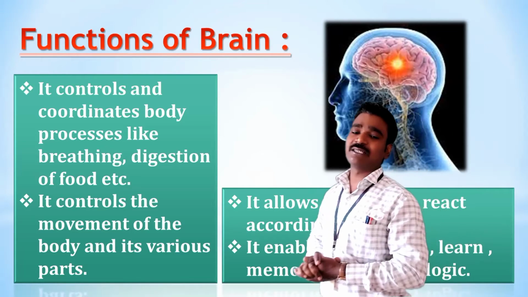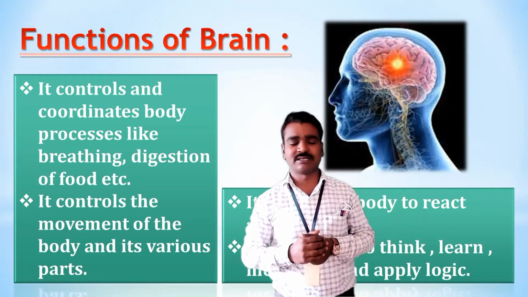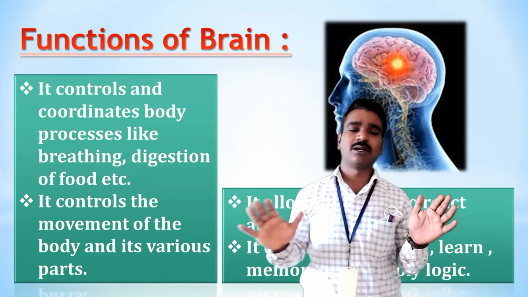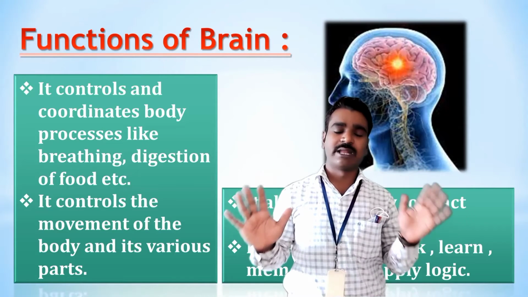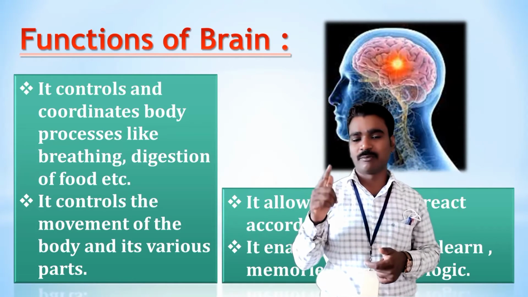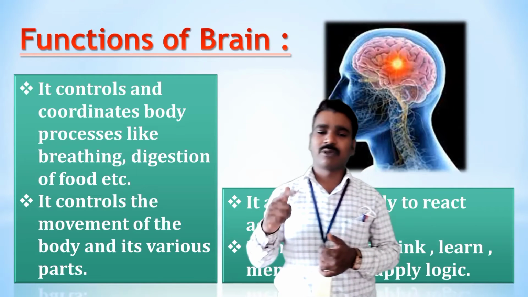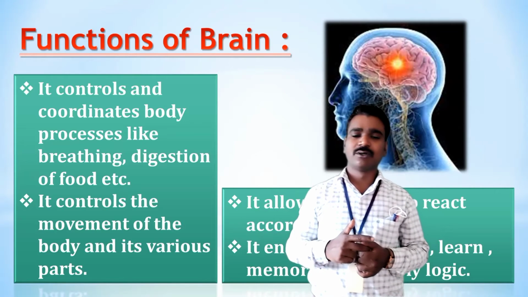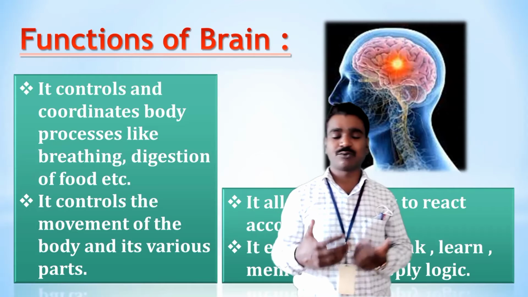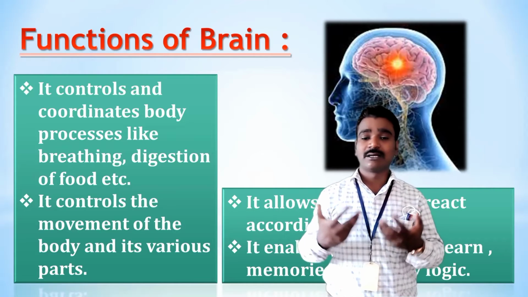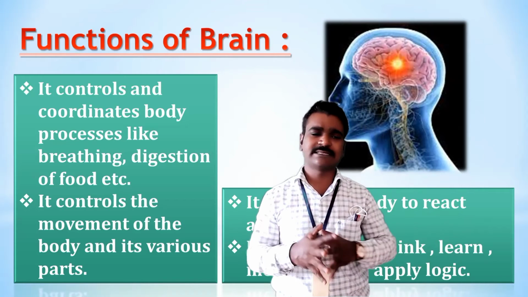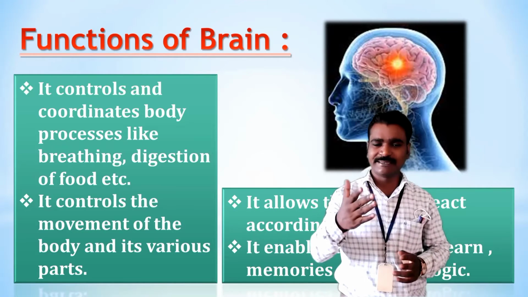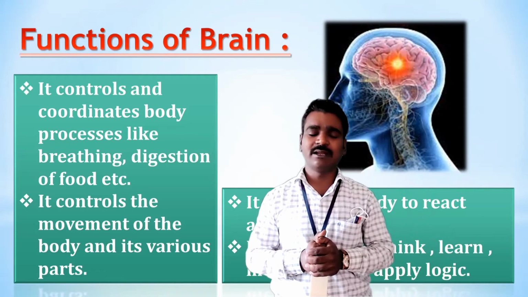So, what are the functions of the brain? The brain controls each and every activity of our body. Number one, we are able to maintain the balance of our body. We are able to move freely around. We are able to remember things. We are able to recall things. It also controls our emotions. So many things the brain controls. We'll see some of the functions of the brain one by one.